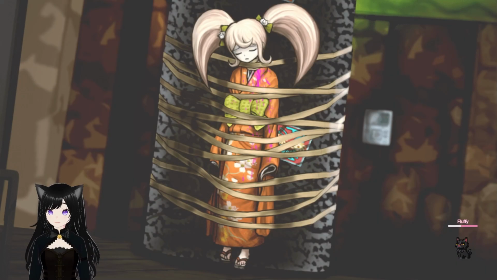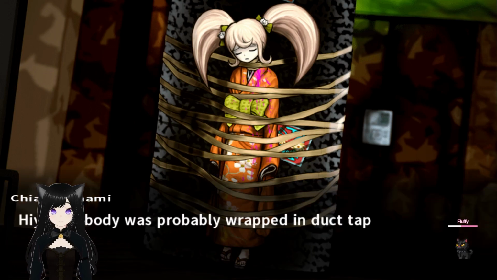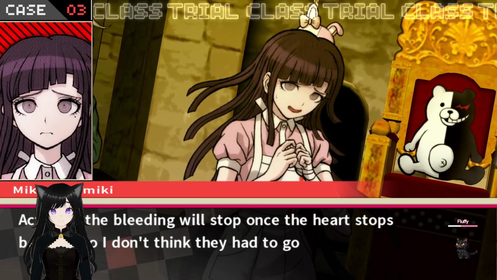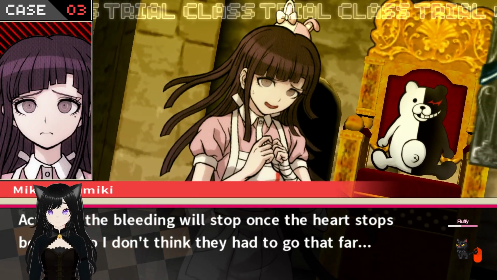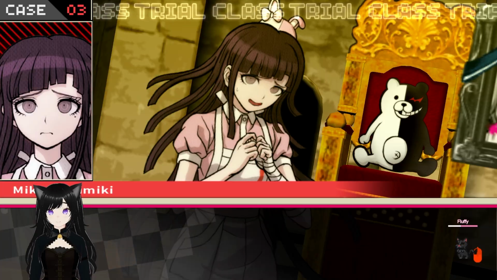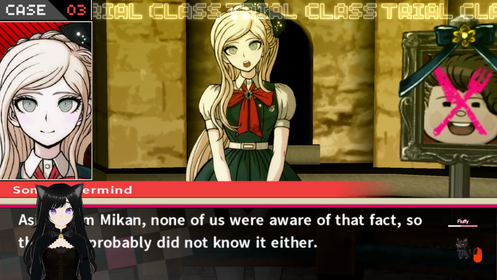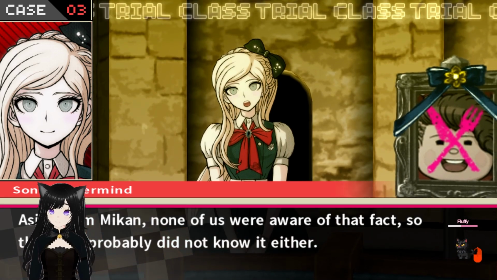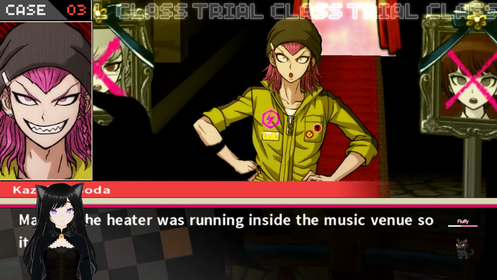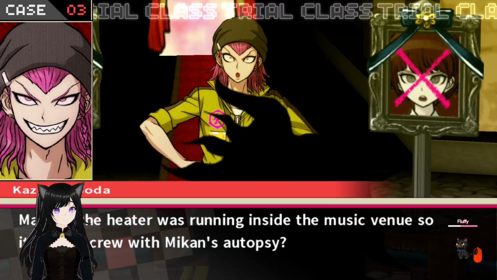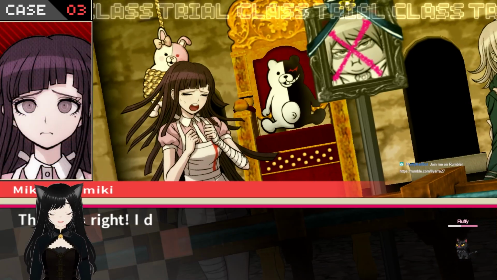Plus, Ibuki's body was left out in the open, and it wasn't bleeding from any open wounds at all. That is true. Hiyoko's body was probably wrapped in duct tape to stop her bleeding. Mm-hmm. Actually, the bleeding will stop once the heart stops beating. So I don't think they had to go that far. Aside from Mikan, none of us were aware of that fact, so the killer probably did not know it either. I mean, okay. Maybe the heater was running inside the music venue so it would screw with Mikan's autopsy? Maybe. That's right!